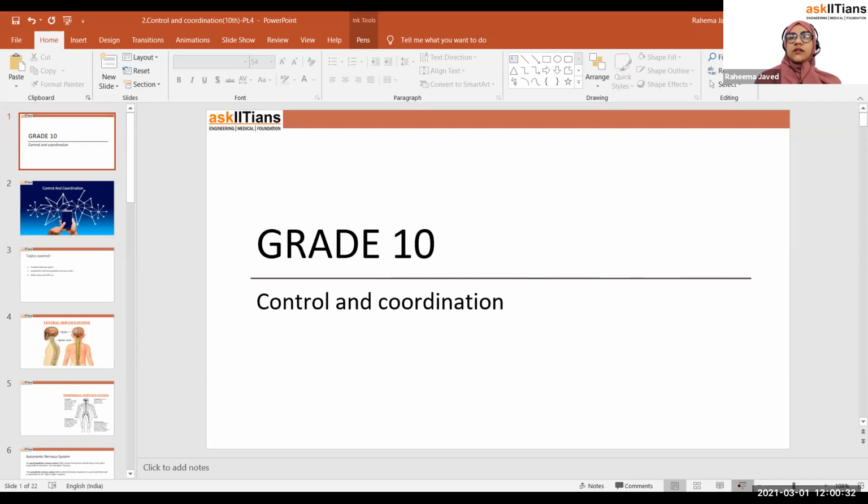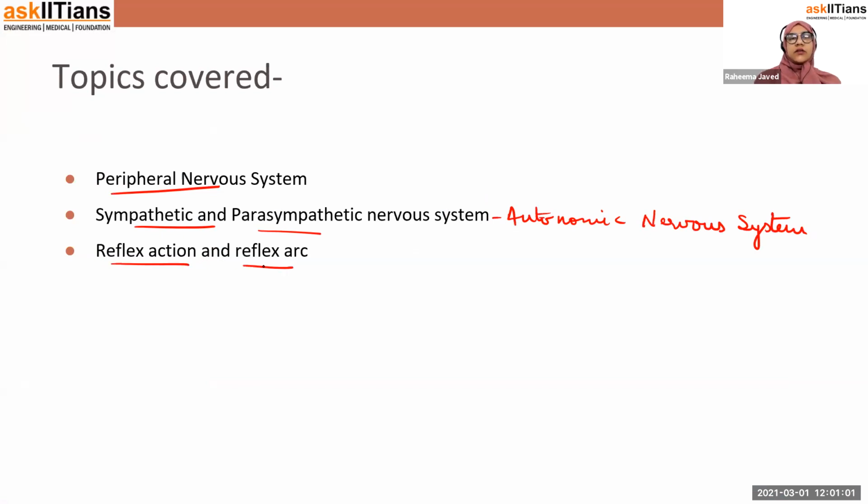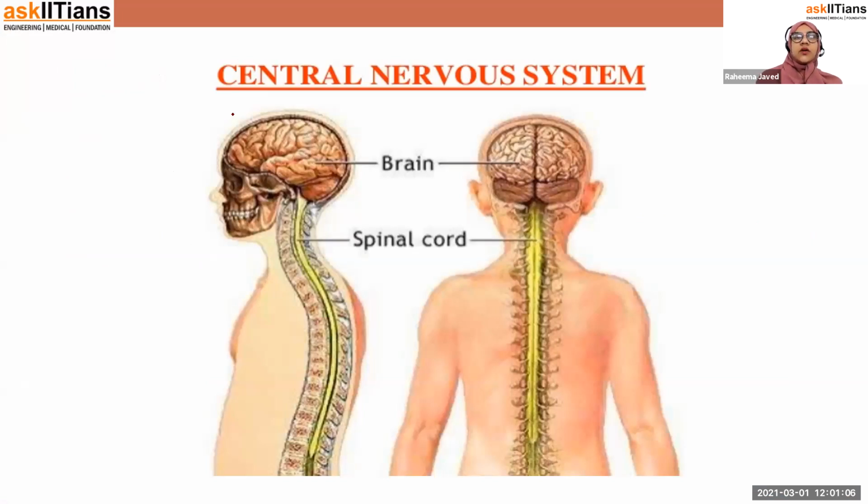So I have shared my screen for that. And the topics that we are going to cover in this video include the peripheral nervous system, the sympathetic and parasympathetic nervous system, which are a part of the autonomic nervous system. And then reflex action and reflex arc. So let's recall what the central nervous system is.